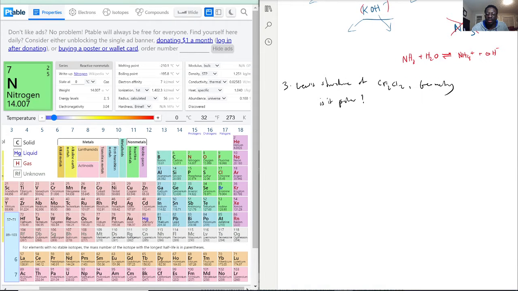CF2Cl2: carbon is on the 14th column, so it adds 4 to this. Fluorine, and there's 2 of them, are on the 17th column along with chlorine. So both have 7 valence electrons, and because there's 2 of each type, it's multiplied by 4 total. So that's plus 28 electrons. So in total, we need 32 electrons.